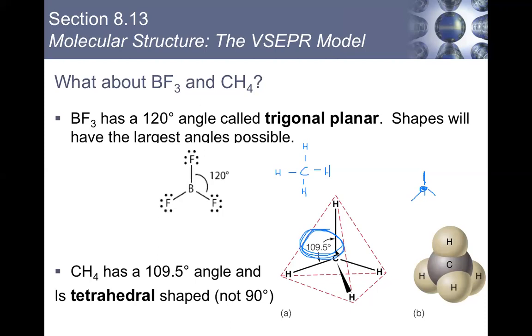So those are the only numbers you need to know. You need to know linear is 180. You need to know trigonal planar is 120. And you need to know tetrahedral is 109.5. Everything else you're just going to say is less than one of those. And I'll show you an example.